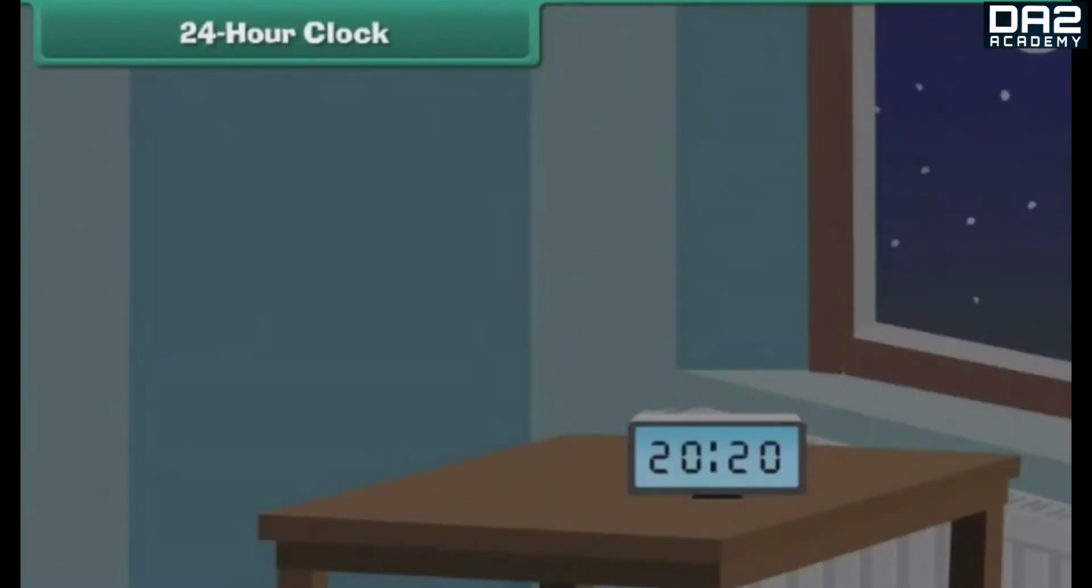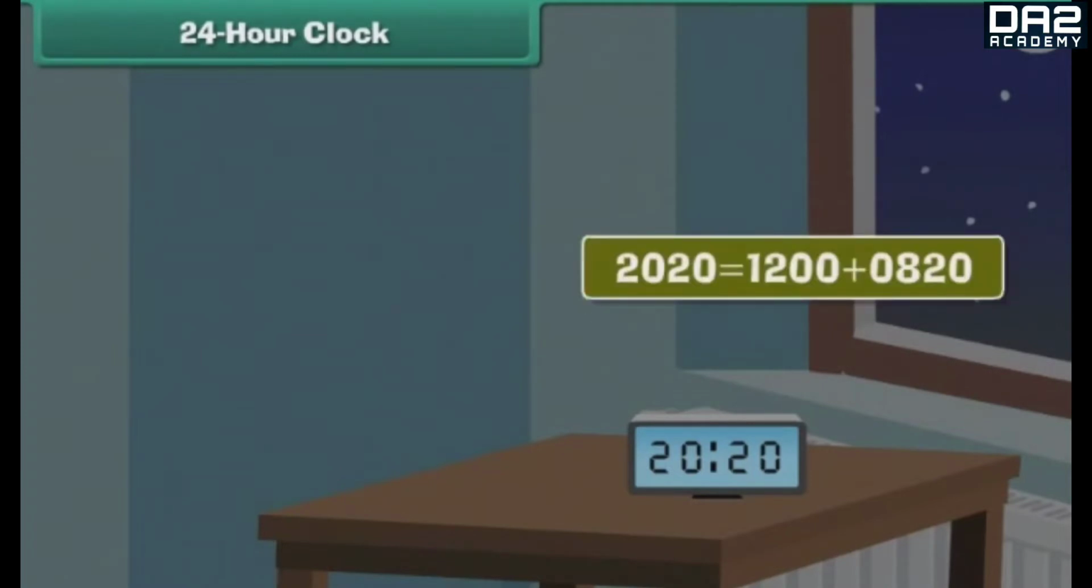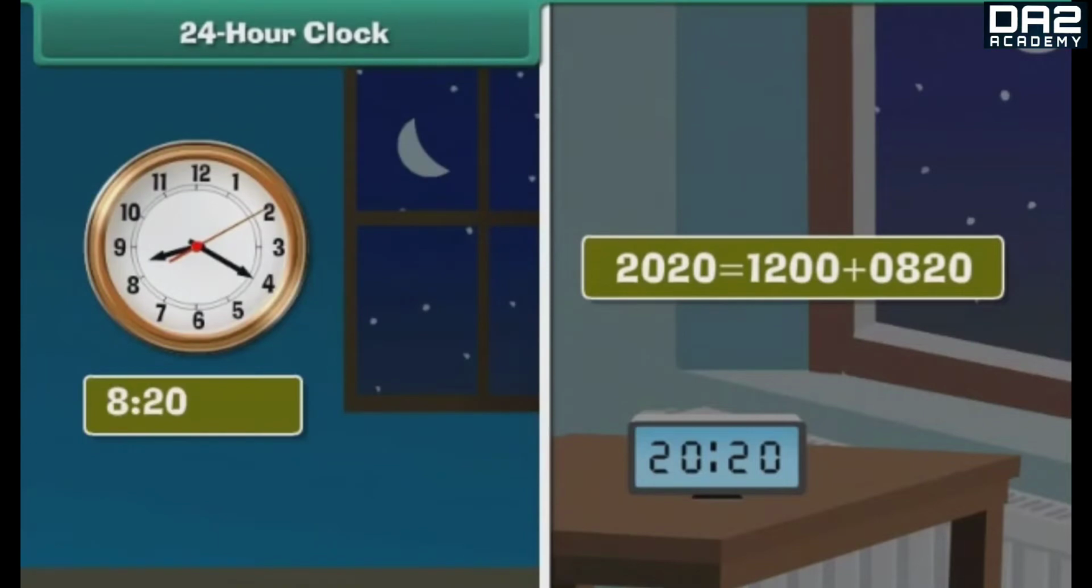Conversion from 24-hour clock. Let us now convert 24-hour times into 12-hour times. This digital clock shows the time as 2020 hours. We can write 2020 as 1200 plus 0820. The 12-hour time is 8:20. As 2020 is greater than 1200, we use PM with the 12-hour time. Therefore, the corresponding 12-hour time is 8:20 p.m.